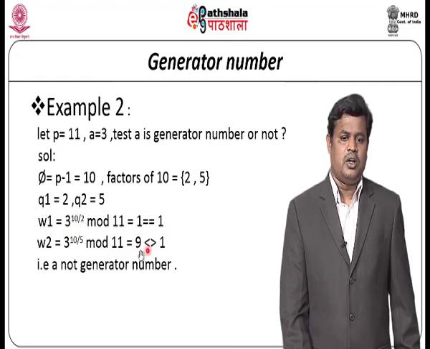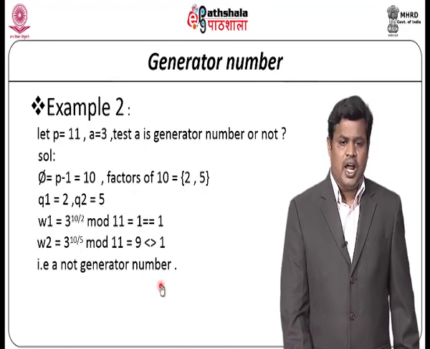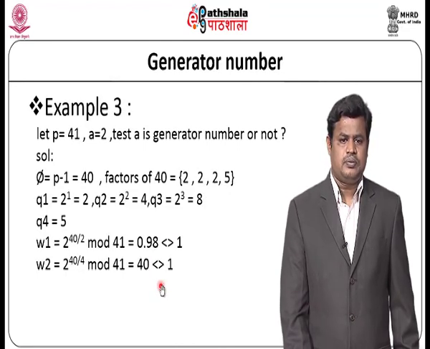Even though in the other case it is not equal to 1, if any one of them is equal to 1, then it is not a generator number. So like that we have to find the generator. Similarly, you can also do it for 4, where a is given, and here, if it is not equal to 1, then we can say this is a generator number.